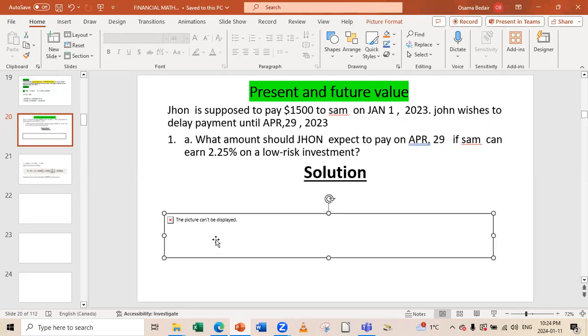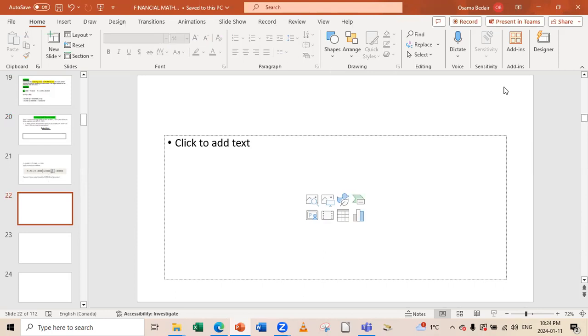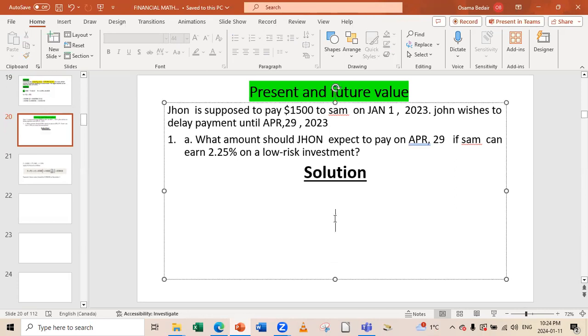So the first part is how we put the data which we had from this example. I will now work on it and show you how to do it. Here the principal, the P, is what has to be paid, $1,500. So the P will equal $1,500.